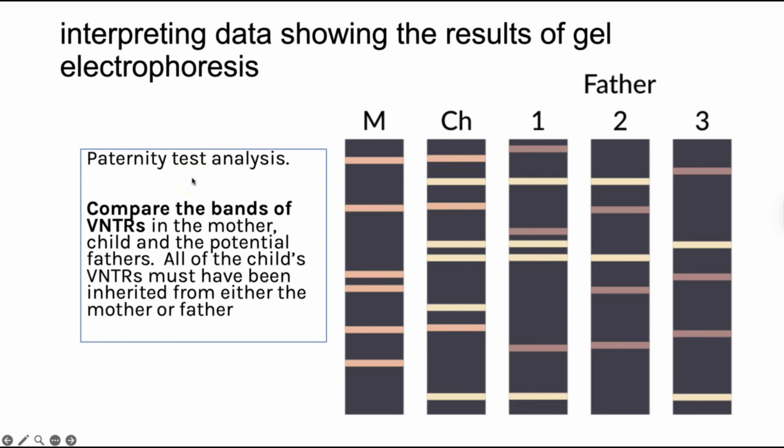So that can be used to interpret paternity tests as well. So we could look at the mother, the child, and any band that the child has that isn't from the mother must be from the father. And that's how we can use it to work out which person must be the father. And I think actually in this one, there aren't any that are a perfect match. Number 1 almost is, but there's this band here that isn't in number 1.